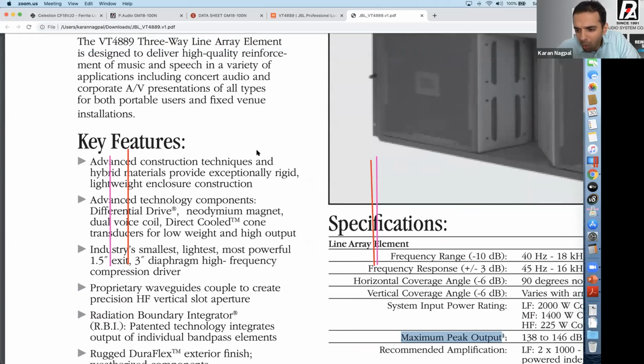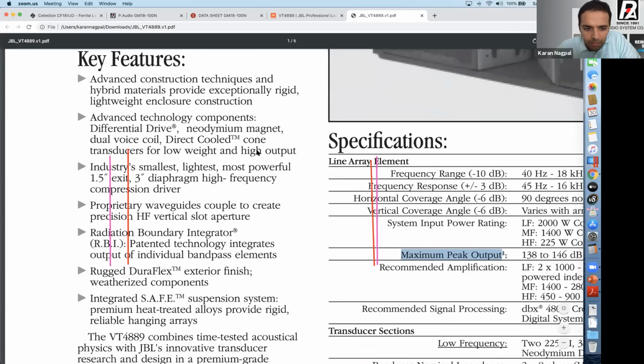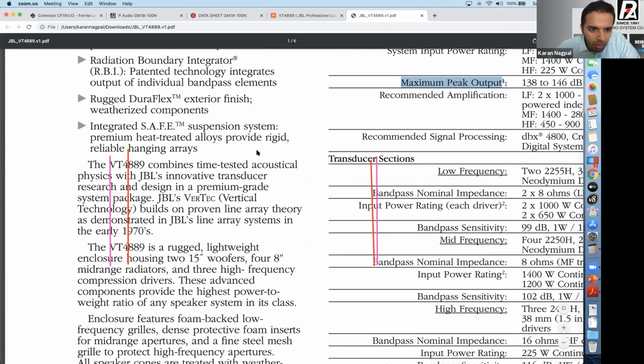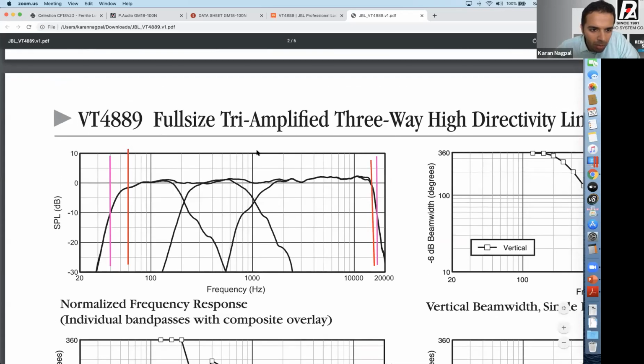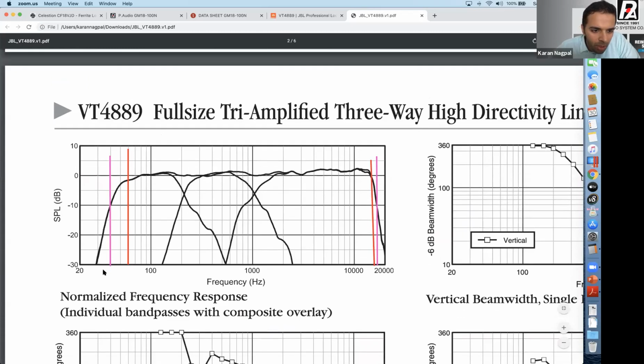So what we saw here, like this would be maybe the minus 10 dB point is maybe 20, 30, 40. So somewhere around 40 hertz would be the minus 10 dB point, and the minus 3 dB point would probably be maybe around 55 or something like that.